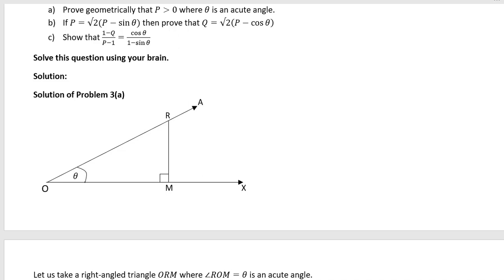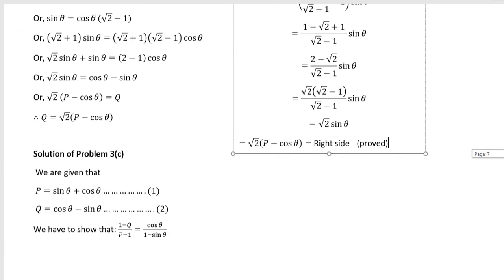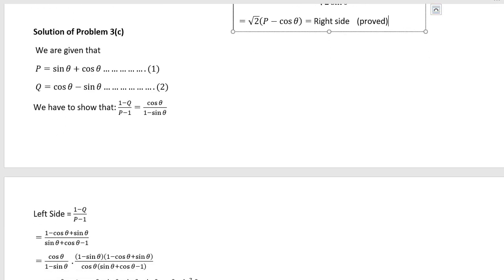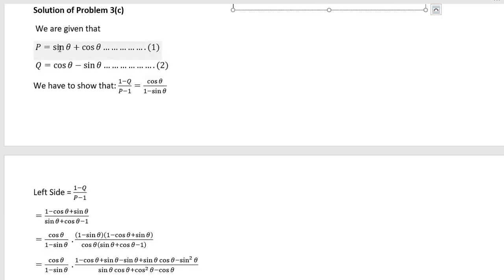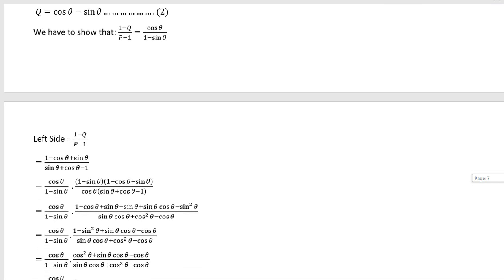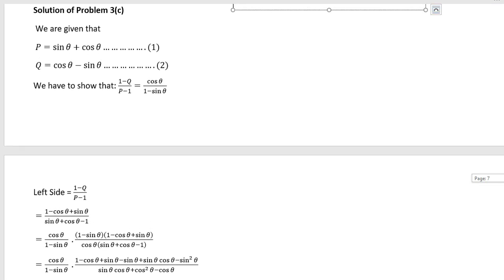So now I hope that you all have tried problem 3c by your own method. Now look here, I have solved problem 3c using my own method. We are given that p is equal to sin theta plus cos theta, which is equation 1, and q is equal to cos theta minus sin theta, which is equation 2. Now we have to show that 1 minus q divided by p minus q equals cos theta by 1 minus sin theta. Now here is also a very unique technique.